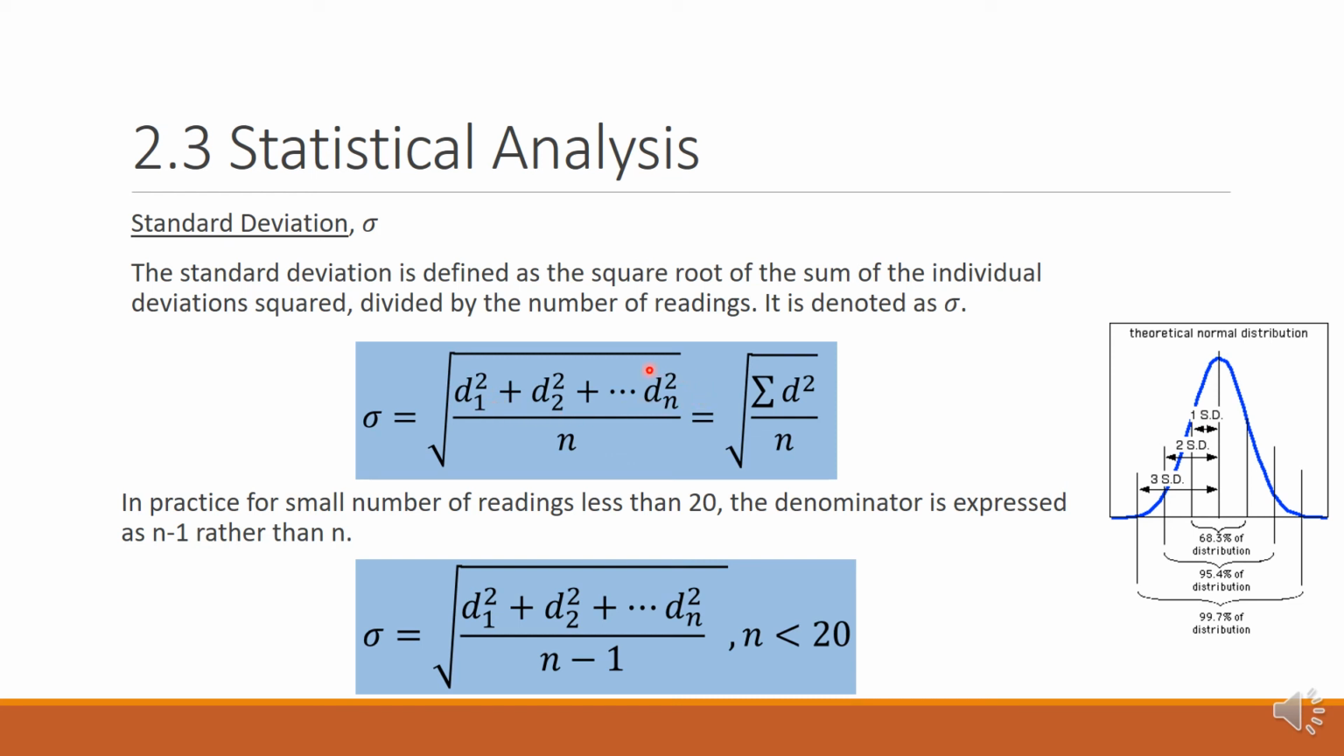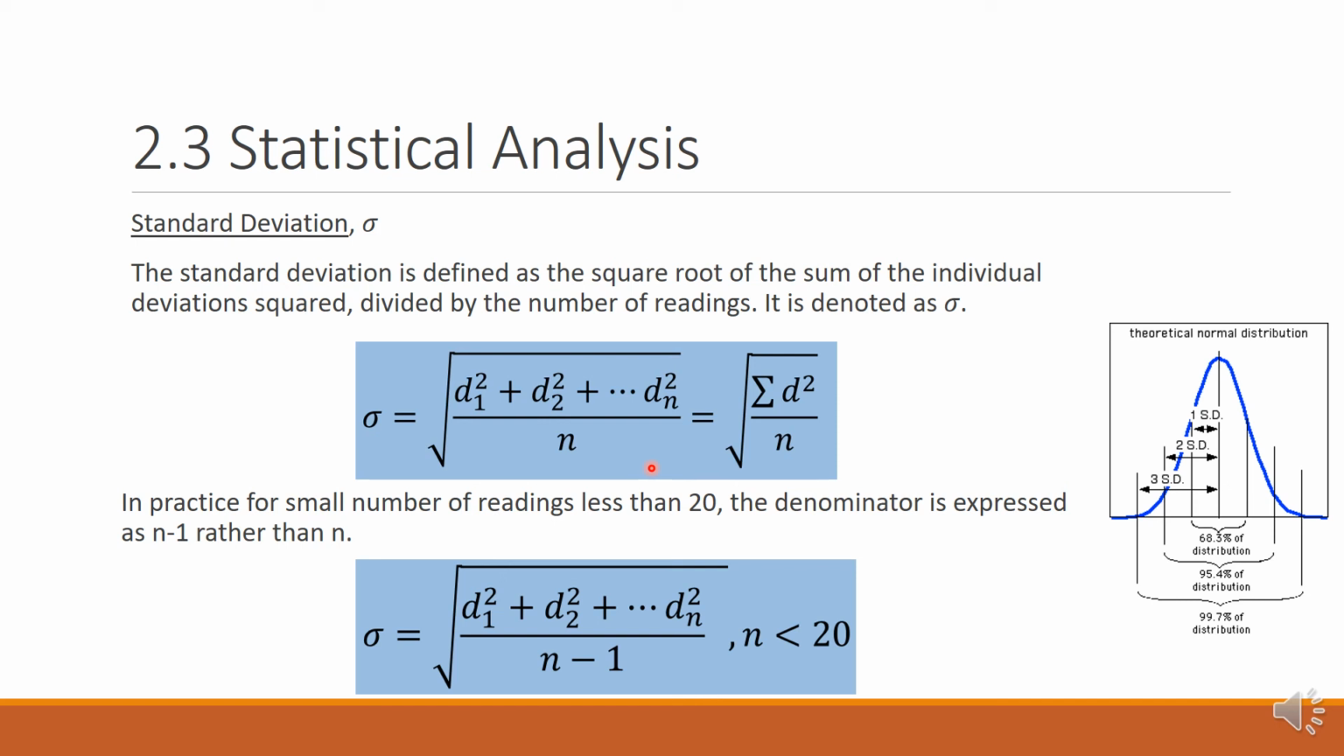Then you sum up all your deviations. This we call as the square deviation. Then you divide by n, and then you take the square root of this average deviation value, and you can get your standard deviation. Okay, so standard deviation is defined as the square root of the sum of the individual deviations squared, divided by the number of readings, and it is denoted as your sigma.